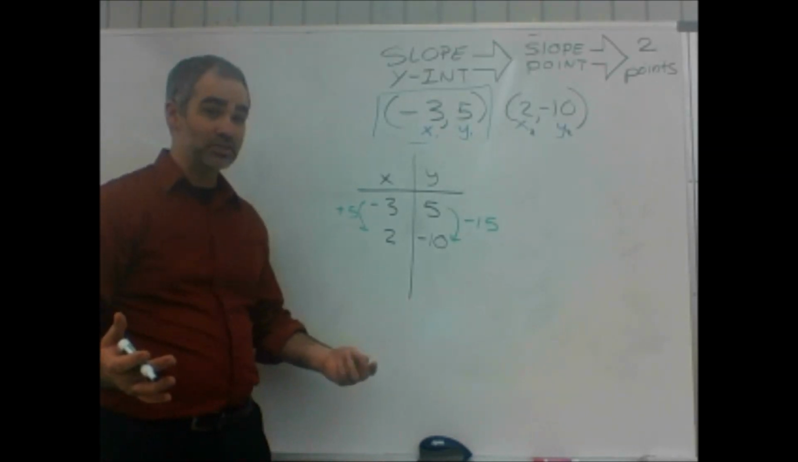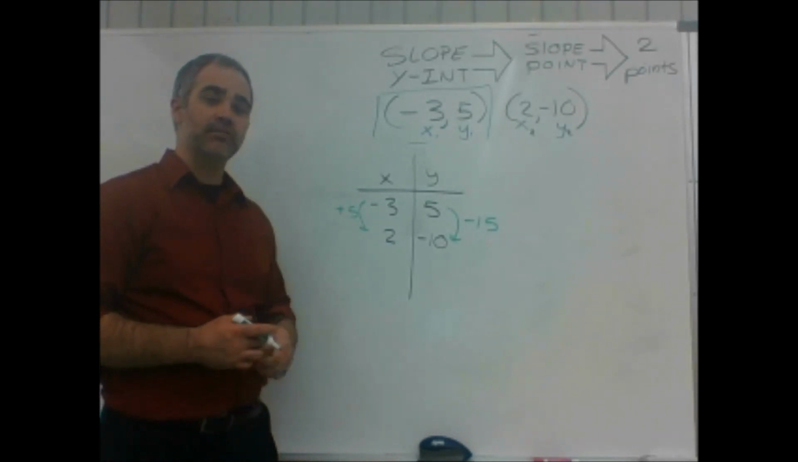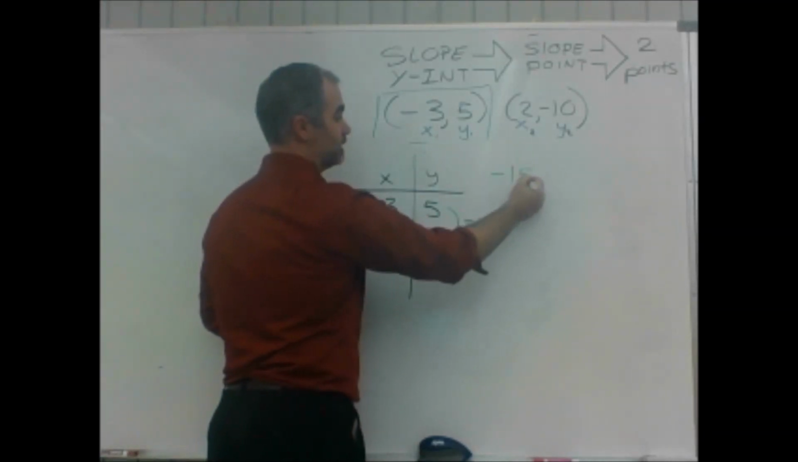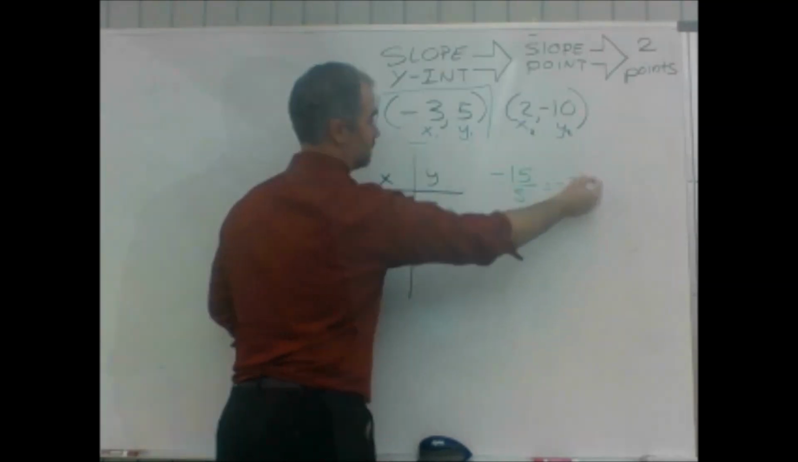And now I've got my change in y and change in x. I think this is the easiest method if you like your tables. I think it's a great one. So again, we have the same story we did before. Negative 15 over 5, which is negative 3.